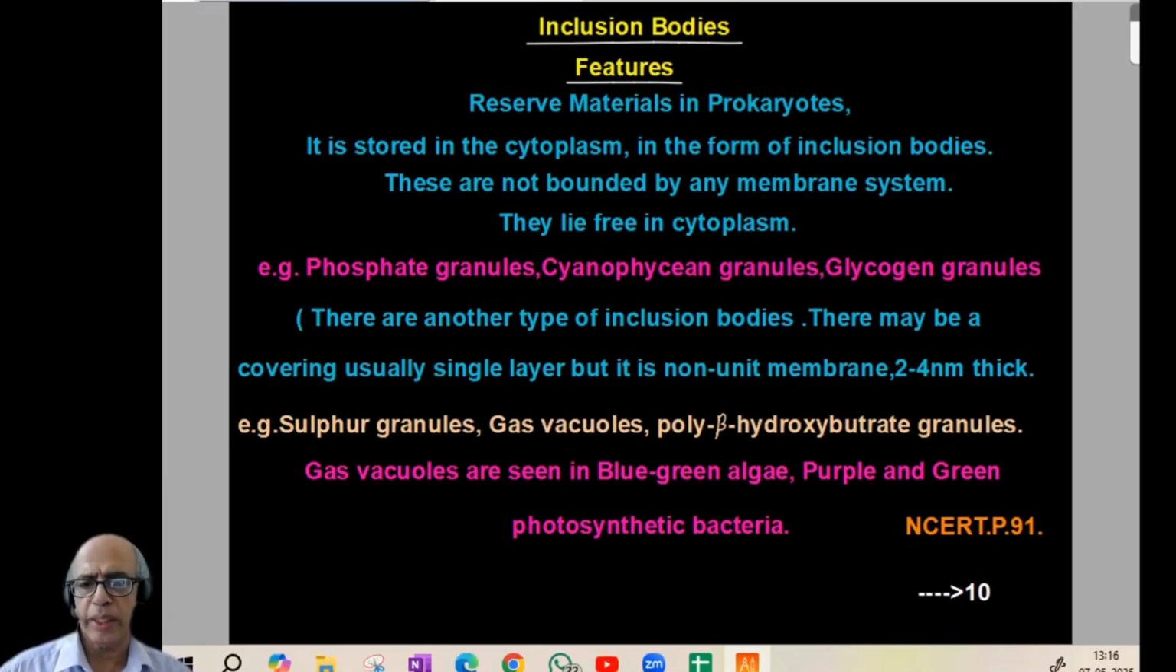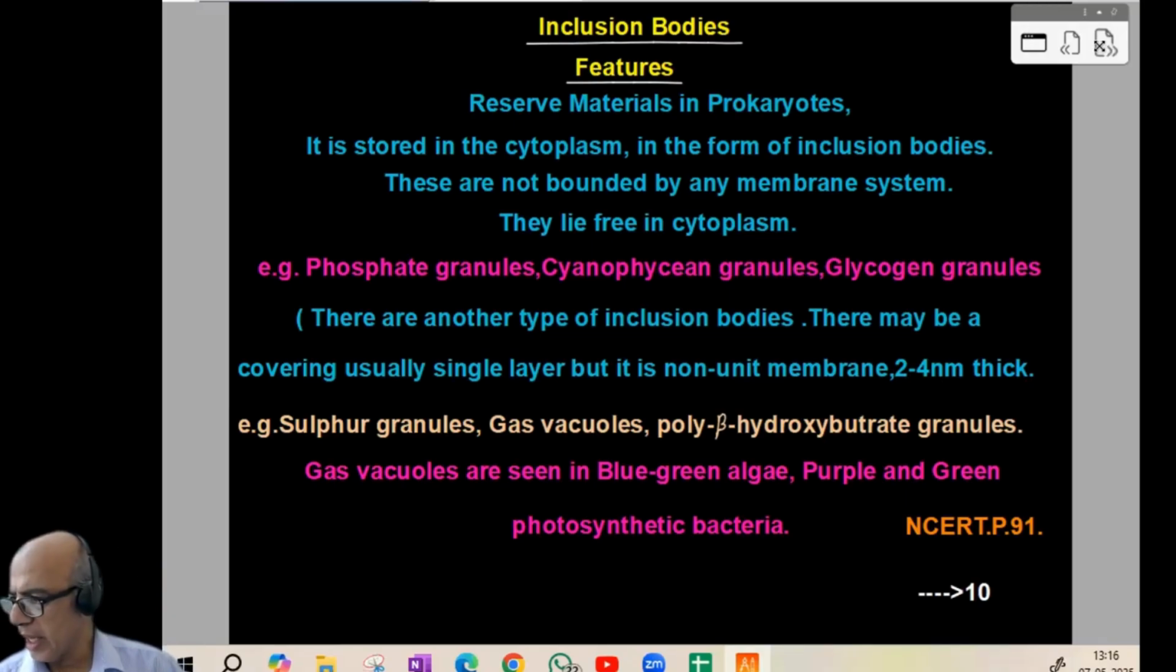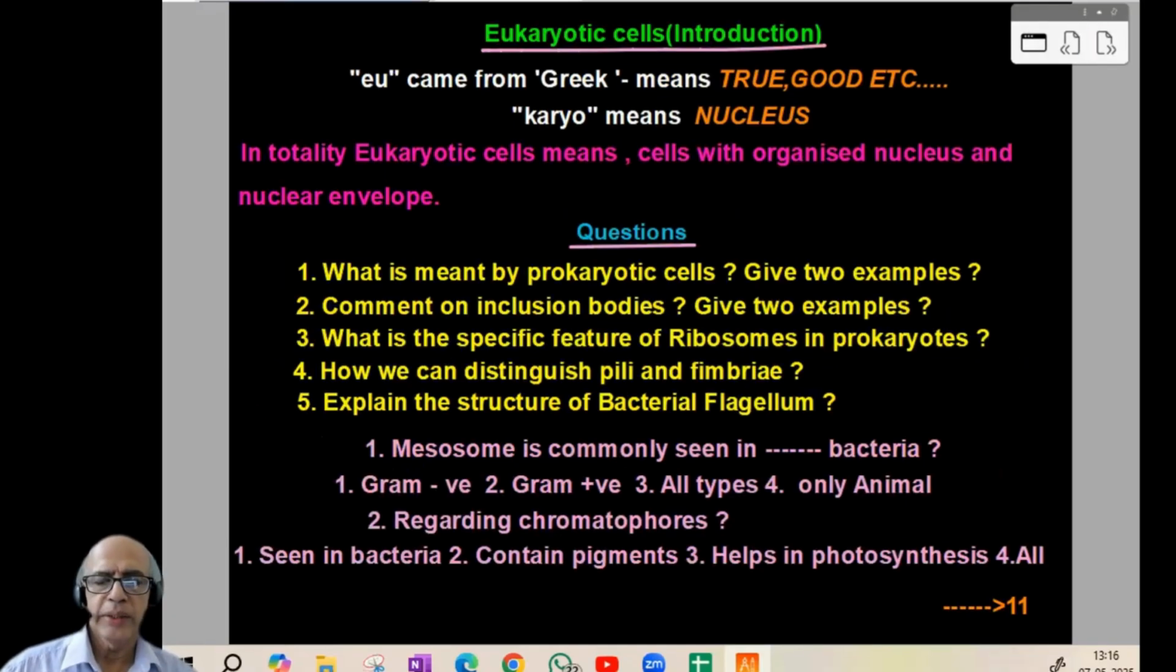In NCERT, page number 91, all are given. Now, next is the eukaryotic cell and introduction. So, prokaryote is getting over. Whenever the term eu comes, eu came from a Greek word meaning true or good. Karyo means nucleus, familiar to us. In totality, eukaryotic cell means cells with an organized nucleus and nuclear envelope.